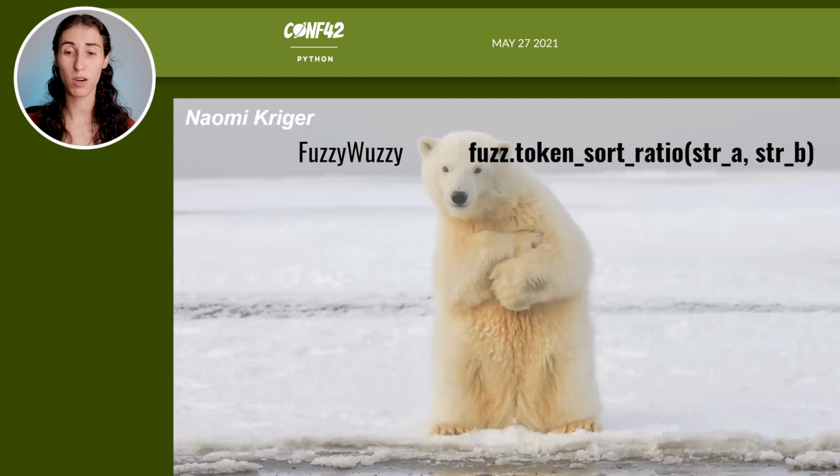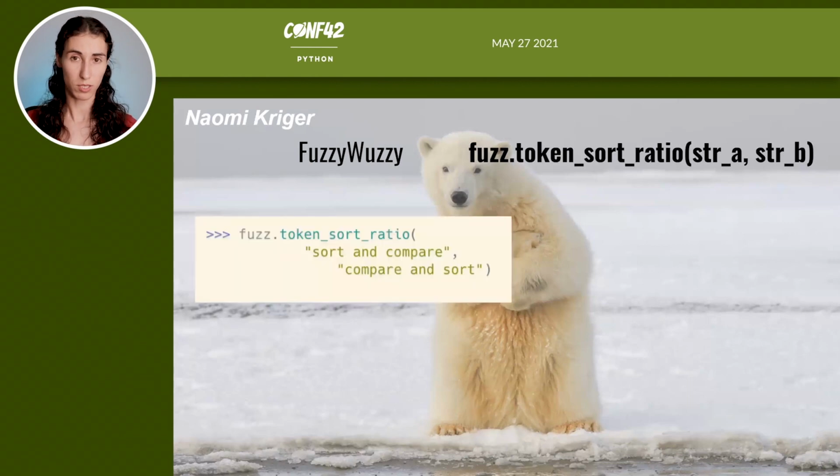Now, let's move on to our next function, fuzz token sort ratio. Fuzz token sort ratio sorts the tokens, practically substrings, before making the comparison.